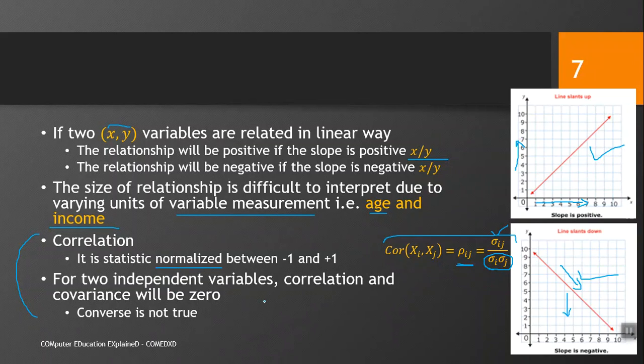So we can say that it is a statistic normalized between -1 and 1. For two independent variables, correlation and covariance will be 0. Of course, if two variables are independent and there is no relationship between them, there would be no correlation. The converse is not true, and this is interesting. It means that if there is no correlation between two variables or between two features, it does not mean that they are independent.